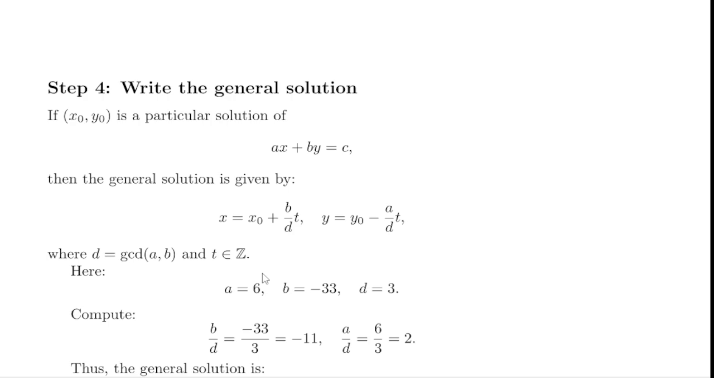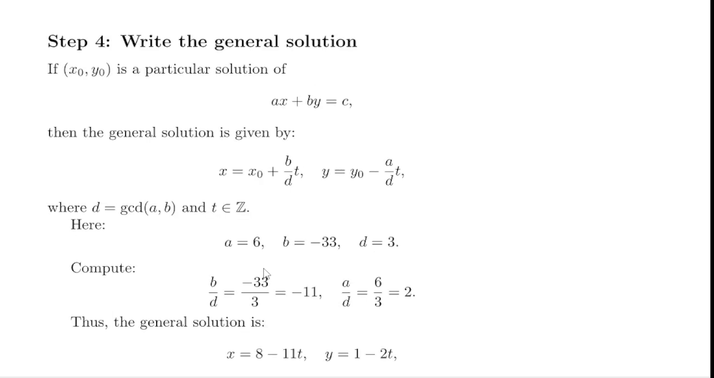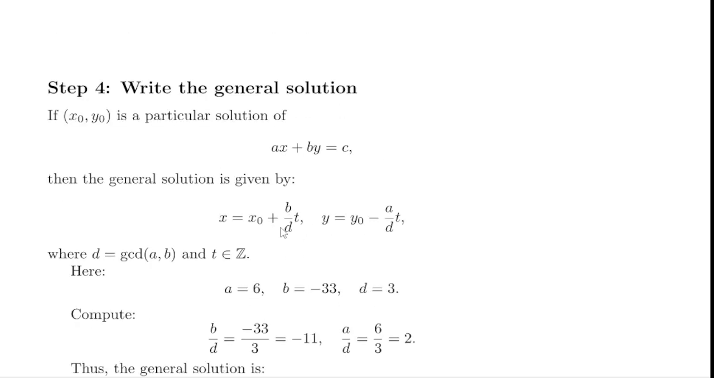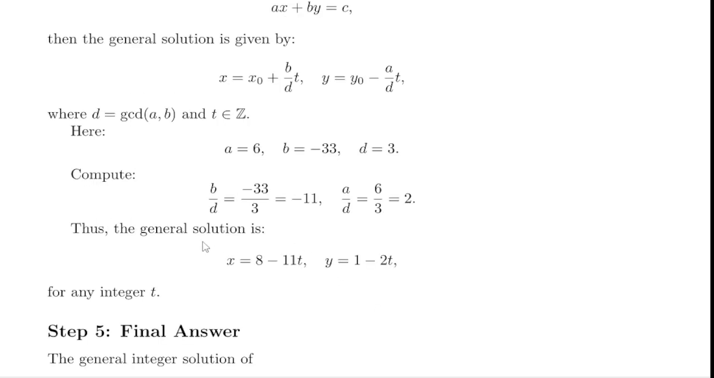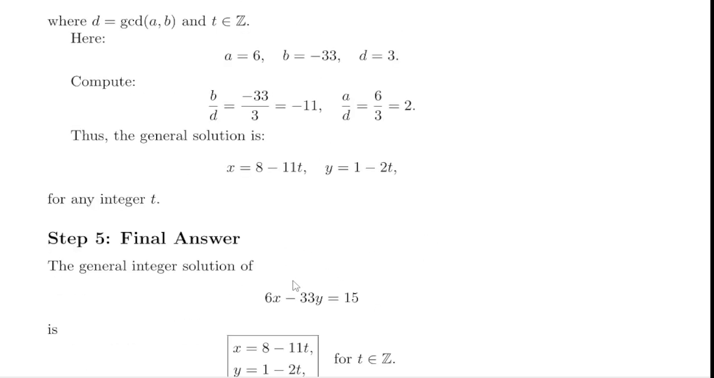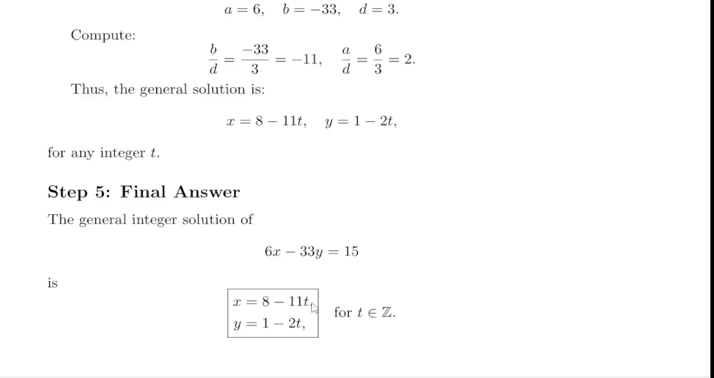We found one solution. Well, first, before we do that, let's calculate b over d and a over d. So b, we said, was negative 33. The GCD was 3, so negative 33 over 3 is negative 11. And then a we said is 6, so we have 6 over d, which is 6 over 3, which is 2. And then we can just take the solution that we had previously and combine it. So we get x is 8 minus 11t, and then y equals 1 minus 2t.